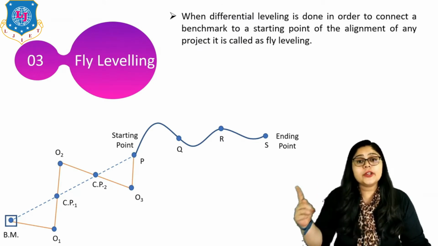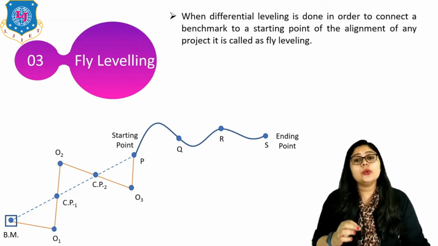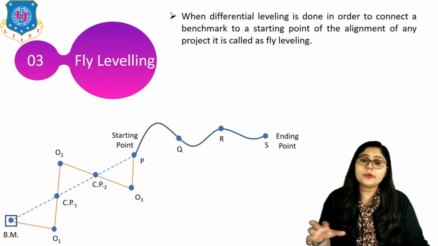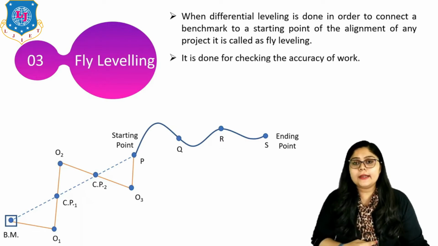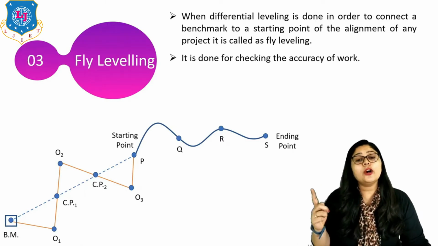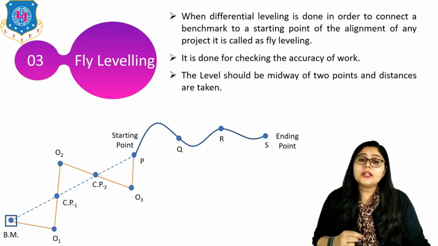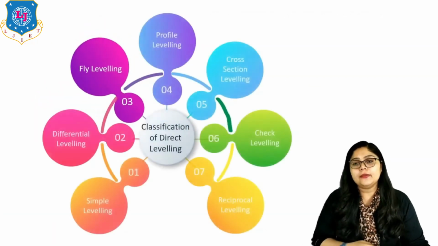So when differential leveling is done in order to connect a benchmark to a starting point of the alignment of any project, it is called fly leveling. It is generally done for checking the accuracy of work, right? So the level should be midway between 2 points and distances are taken. So this is the procedure for fly leveling.